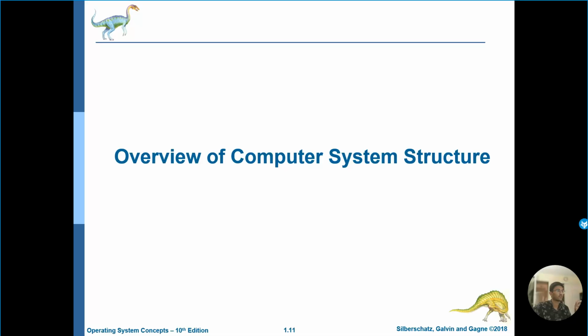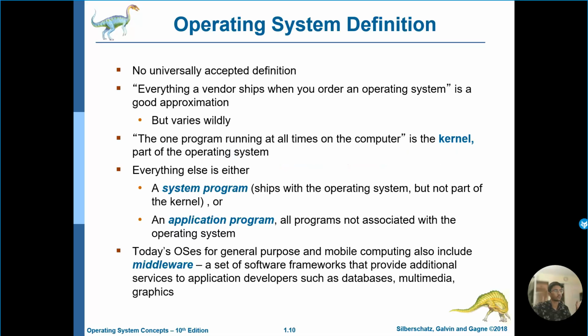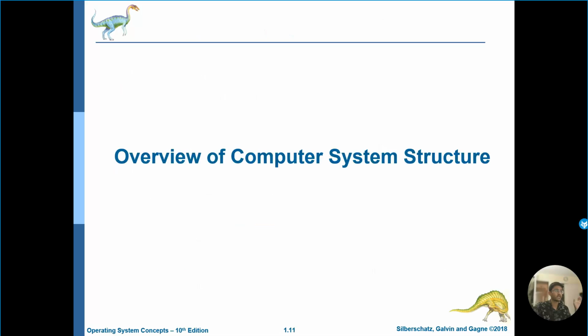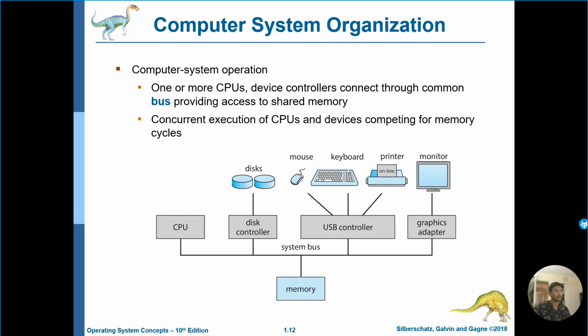Now coming to the overview of the system structure, we defined the OS, what an operating system is, and we're going to talk about the computer system structure in more detail. Coming to the computer system organization, if we look at what a computer has, it can have one or more CPUs, and a device controller. A device controller comes with whatever the device is. So here it says disk controller, right? It could also be a USB controller.